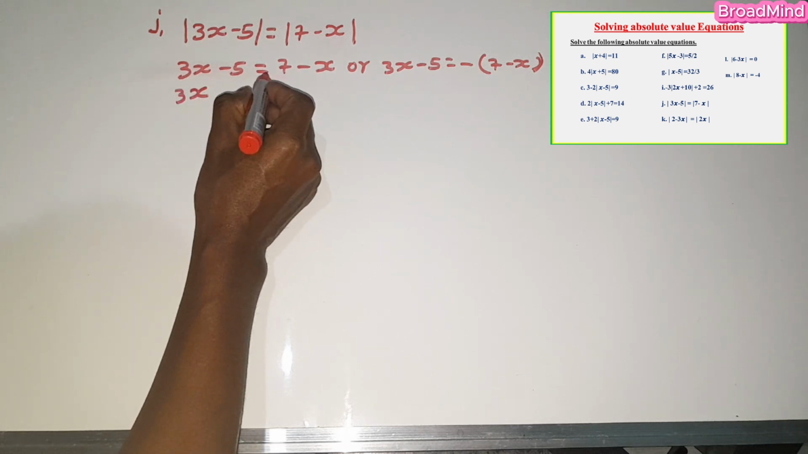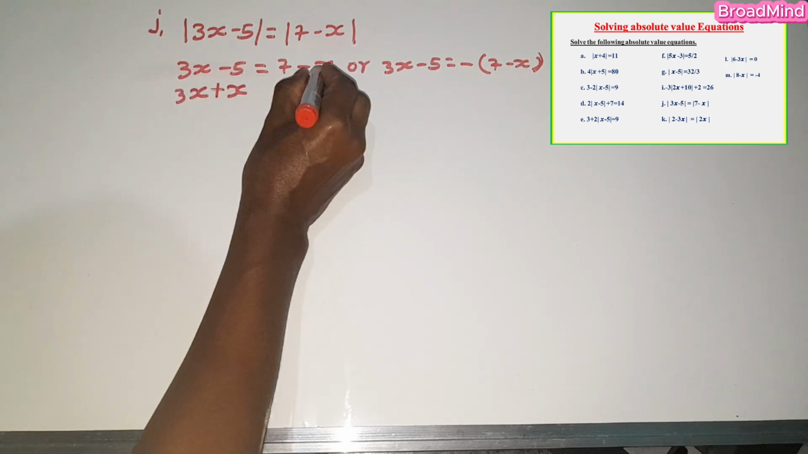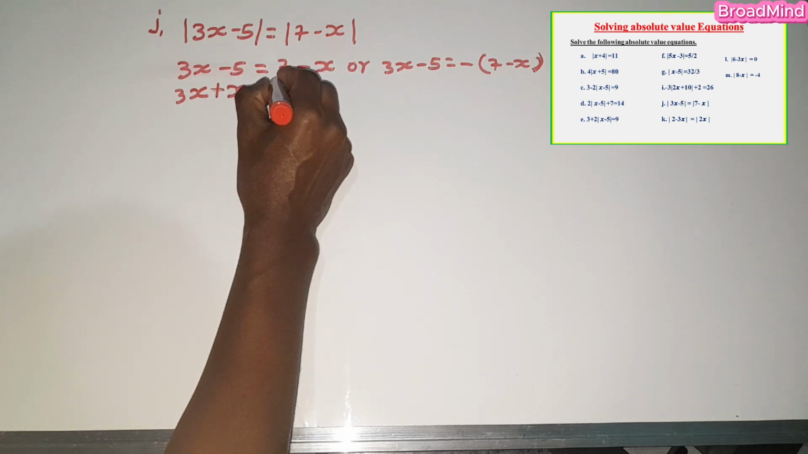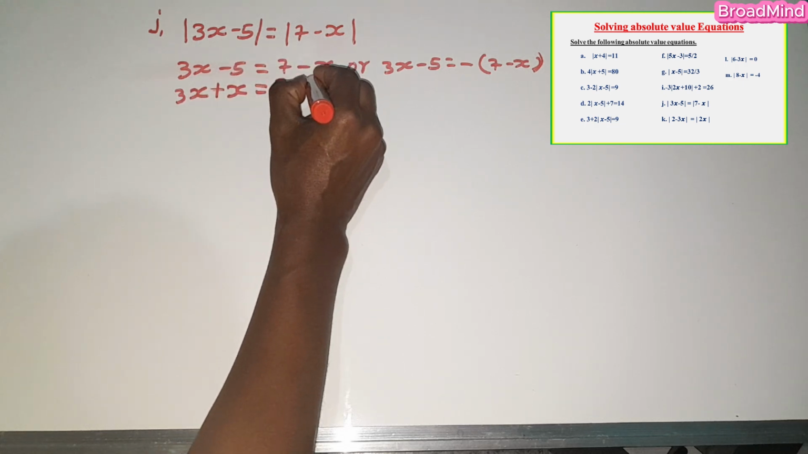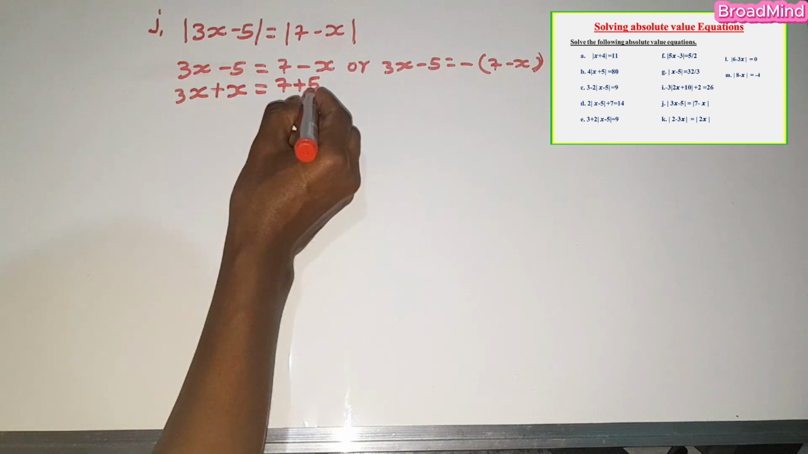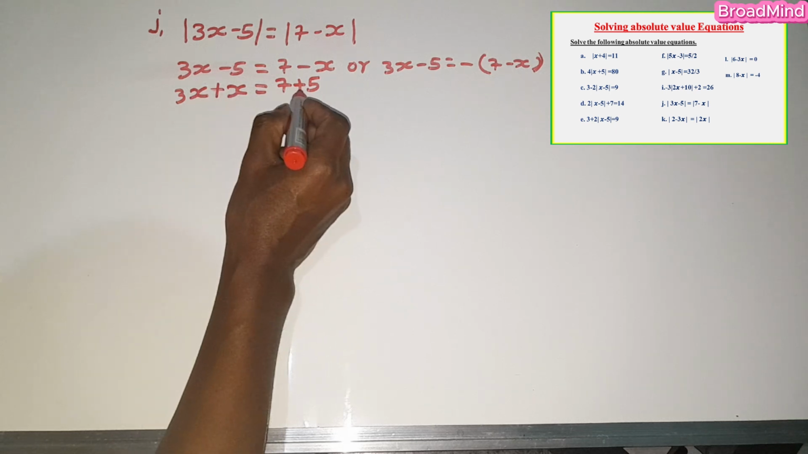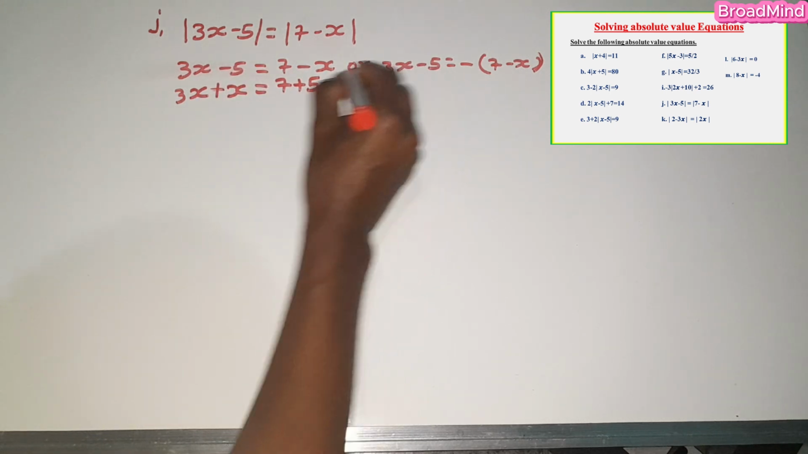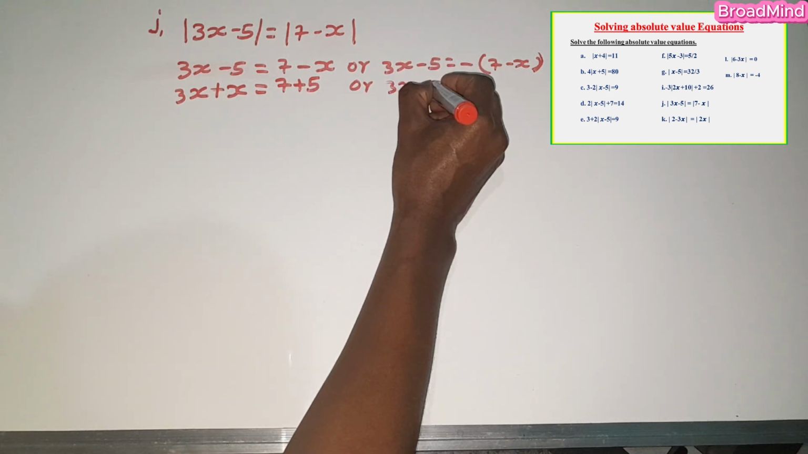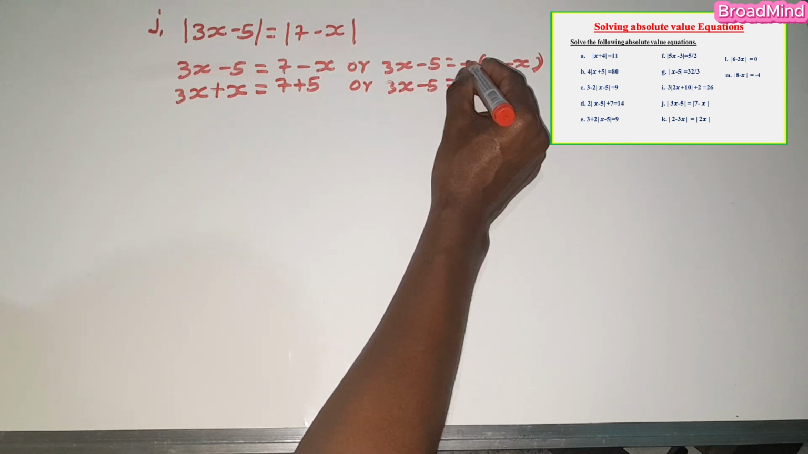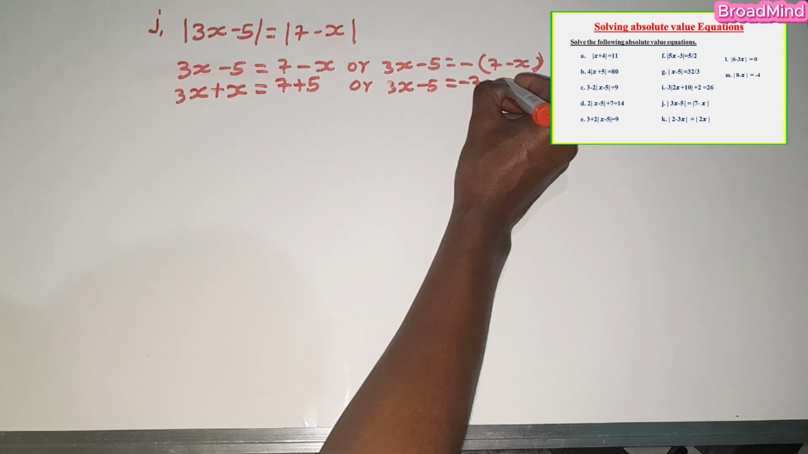Then 3x, now negative when it comes here, plus x, equals 7, and when it comes here, positive 5, because we are collecting like terms. This contains x, so both are like terms, here also like terms. Or we use the same procedure as we did here. 3x minus 5 is equal to negative multiplied by both of them, then negative 7, negative multiplied by negative, positive x.